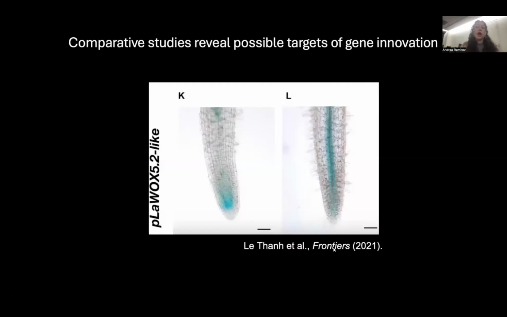So in this review, we also highlighted comparative studies that reveal possible targets of gene innovation. So for example, studies of the white lupin WOX5 ortholog, WOX5.2-like, which in Arabidopsis is only expressed in the quiescent center, actually show expanded expression into the vasculature of rootlet meristems in this species. So this makes it a good candidate for future studies to uncover how this expanded expression domain may influence functional innovations like determinate growth in rootlet formation.